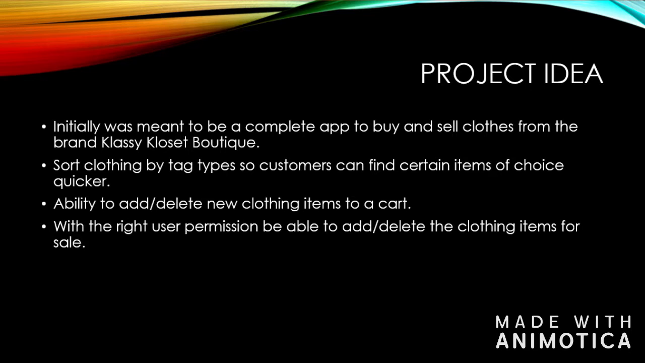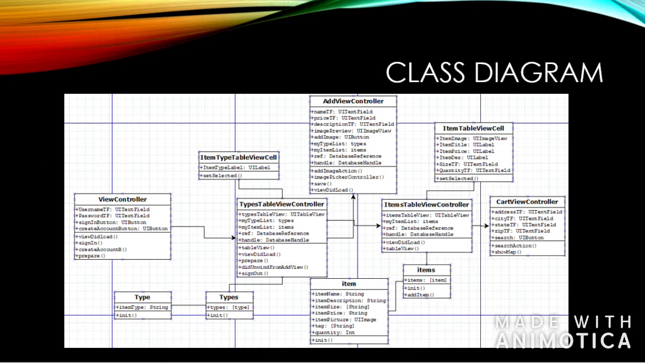It's supposed to sort clothing by tag types so customers can find them easier and quicker, and for the user with the correct user permission, the ability to add and delete clothing to the available products, as well as add and delete clothing to a cart so you can check out and pay and do all that.